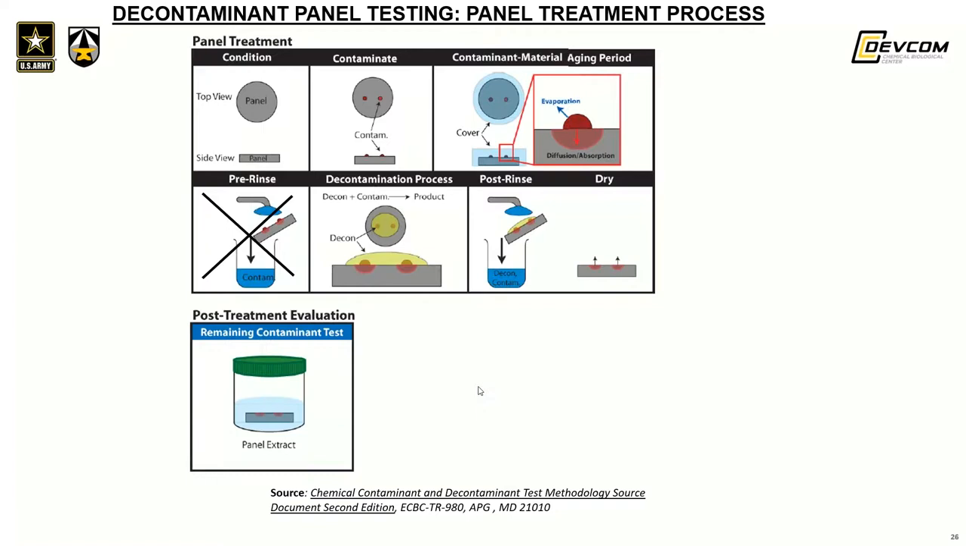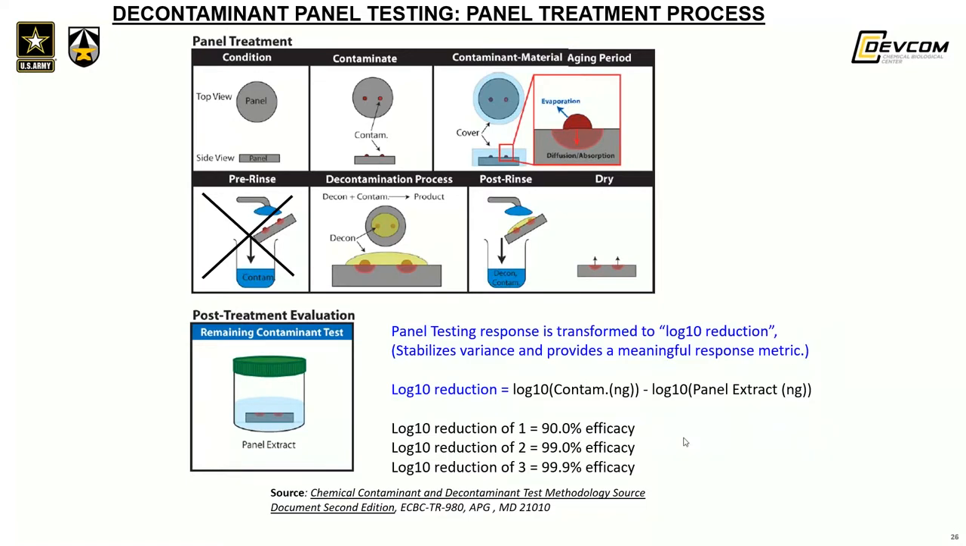Then the panel goes in an extraction jar, and we extract and do a GC mass spec on that solvent to back calculate how much agent survived, how much was left after the decontamination. We work in orders of magnitude because this response can vary by 6 orders of magnitude. We can go from 90% efficacy at a log reduction of 1, to a log reduction of 6 that gets us to 99.9999% efficacy. So you might see later on, we're talking log reduction units, and obviously we're doing a log transform to stabilize the variance, so we do log regression.